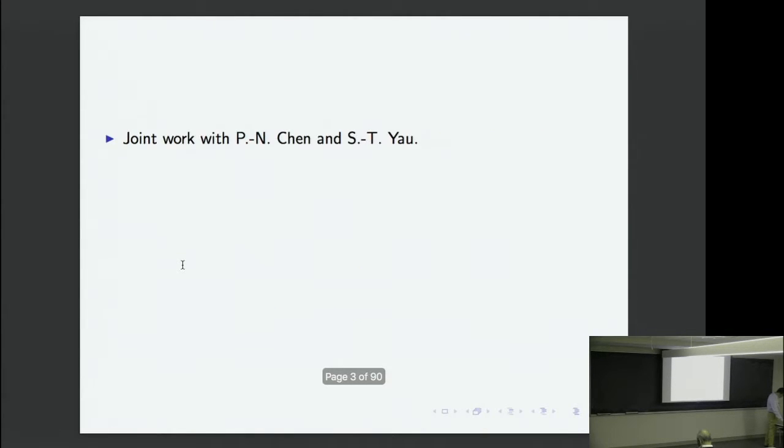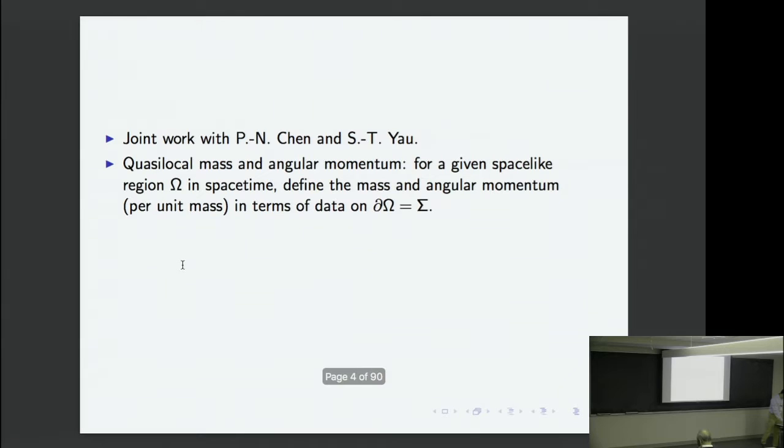So I'm going to talk about joint work with Pauline Chen, who's going to speak after this, and S.-T. Yau. So I talk about this problem about quasi-local mass and angular momentum. Although my title suggests conserved quantity, I think I just focus on these two notions. So the question is actually very simple.